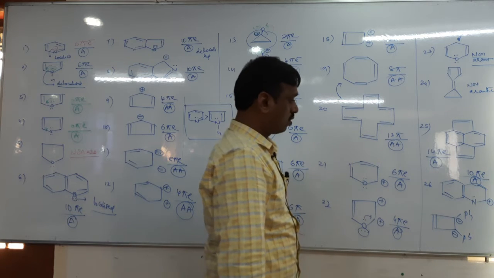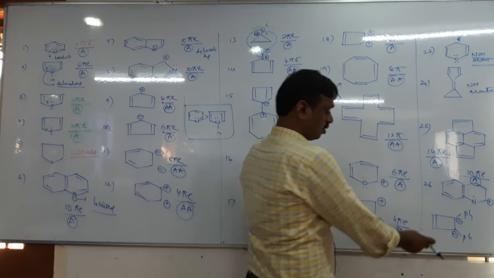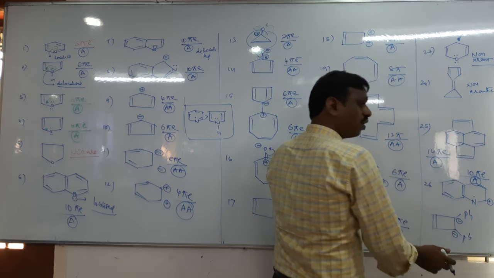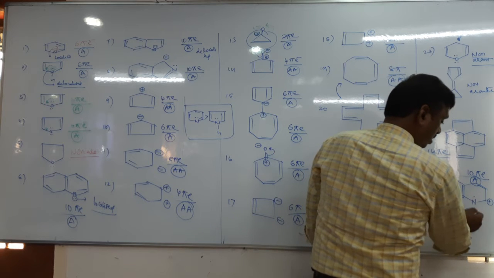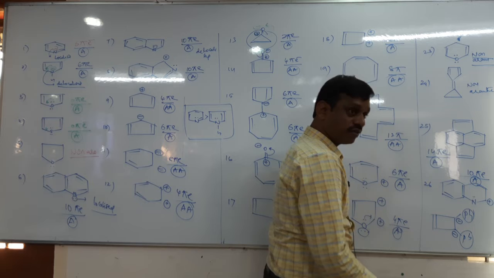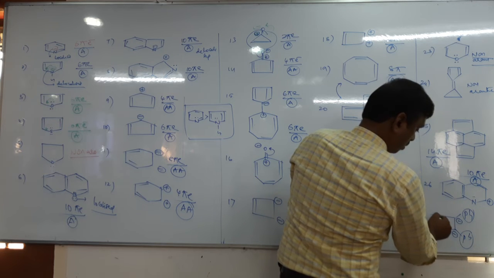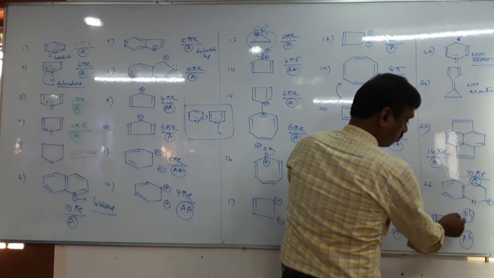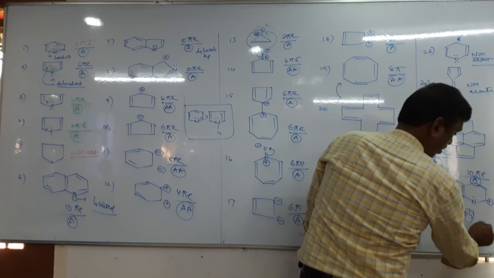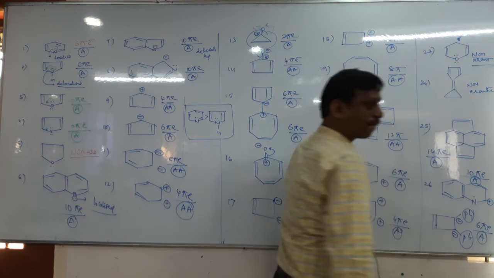Which one? This one. No, I don't want phenyl. Phenyl is anyhow aromatic only. Phenyl ring. You see this ring. 2, 4, 6. 6 pi electron, aromatic.